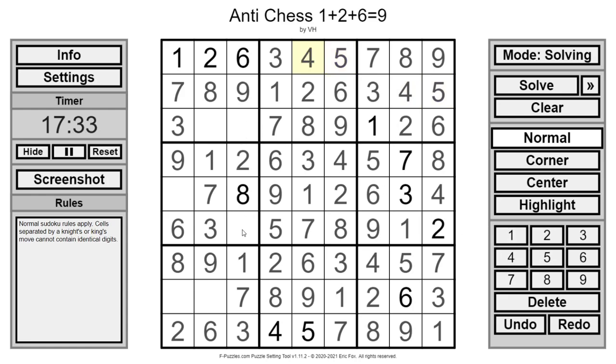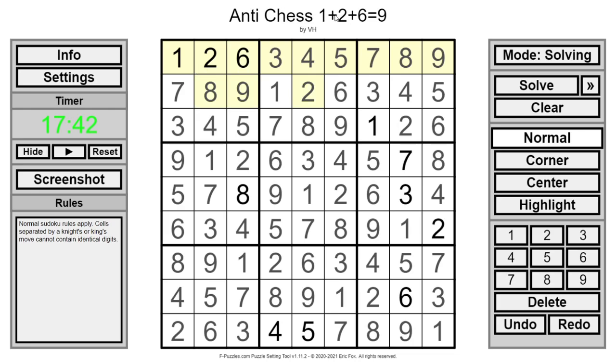It's very appropriate that there's a siren. That I get a Sudoku with chess in its name after I've been playing chess all this time. So that's Anti-Chess by VH. Very solid puzzle. I really like this number sequence. It's so close to being 1, 2, 3, 4, 5, 6, 7, 8, 9.